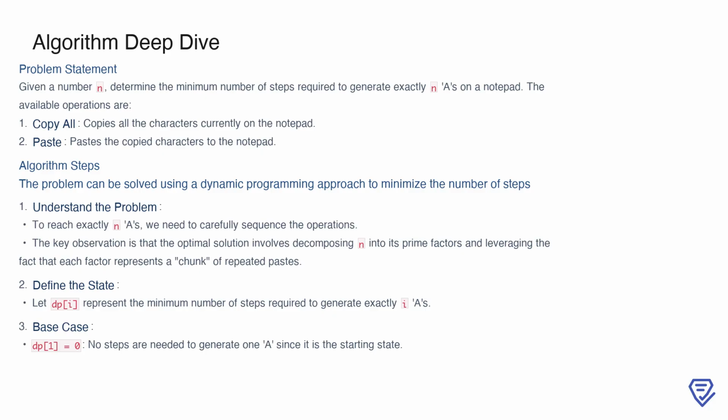Next, we define the state for our dynamic programming solution. Let dp[i] represent the minimum number of steps needed to generate exactly i A's. The base case is straightforward: dp[1] equals 0, since no operations are needed to get 1 A, it's the starting point. From here, we build the solution iteratively for larger values of n.